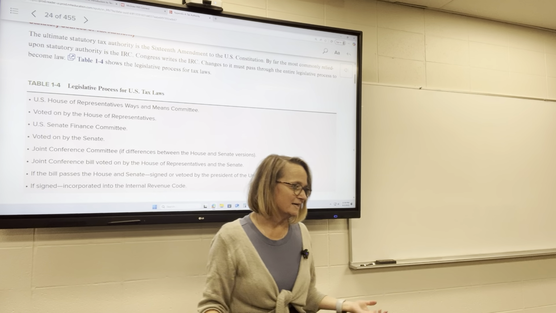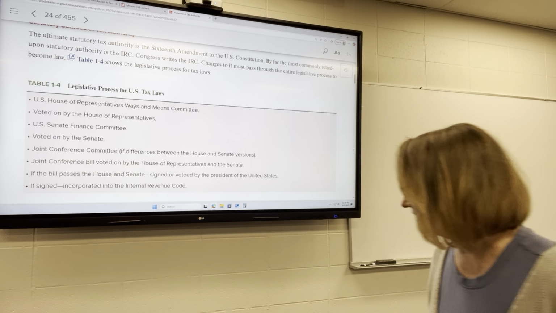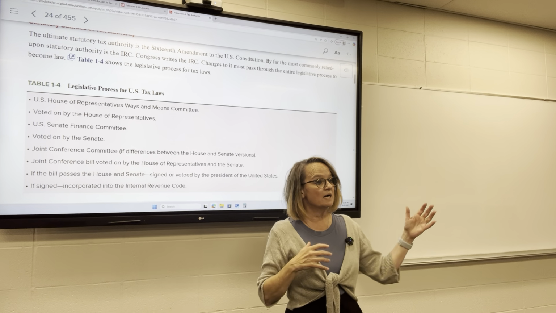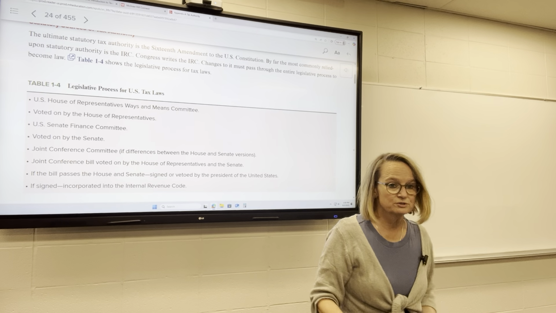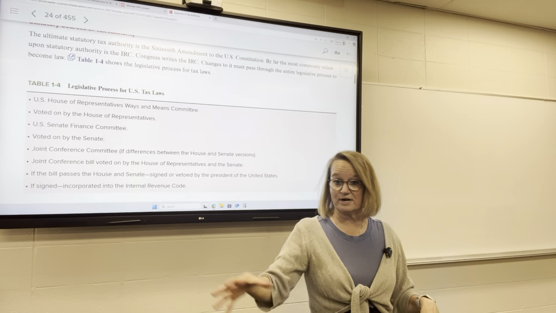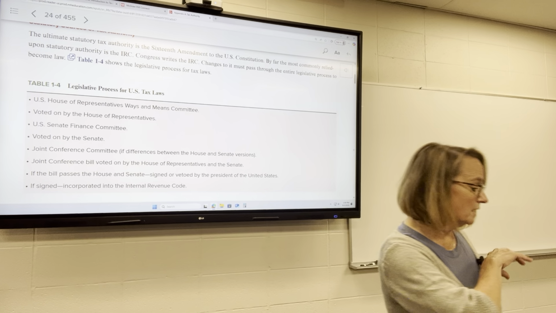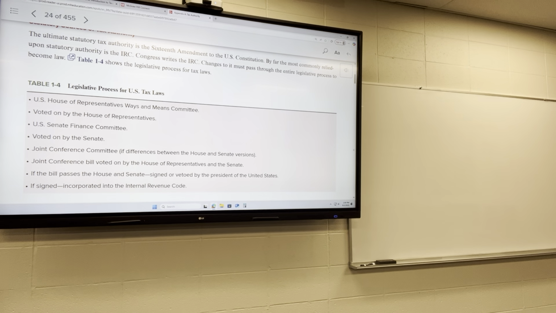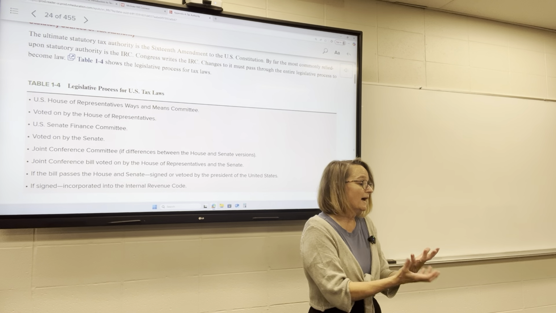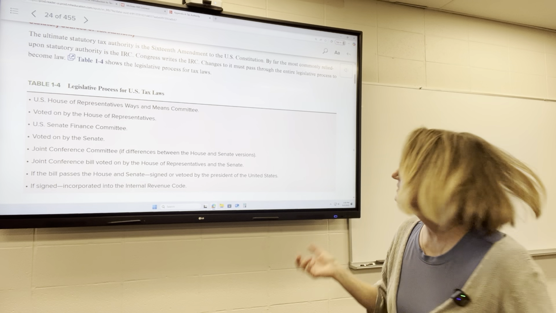And so, just like any other law that is made in the U.S., tax law has the same sort of process. So everything starts in the U.S. House of Representatives. A tax bill is introduced. It may be originally introduced by somebody else, like the president may have an idea on a tax law that he wants. Somebody in the Senate may have an idea, but the original bill has to originate in the House of Representatives. So that's where all of it starts.